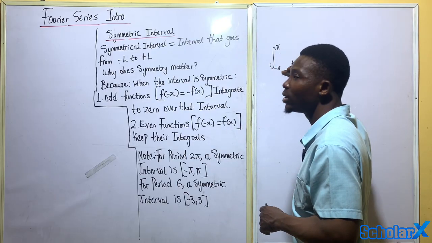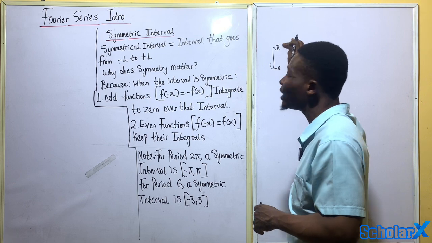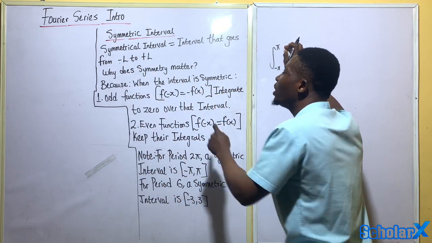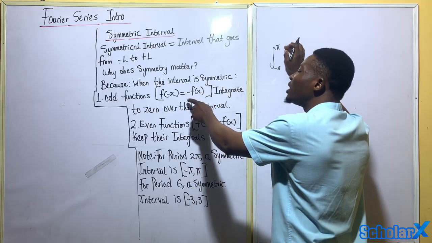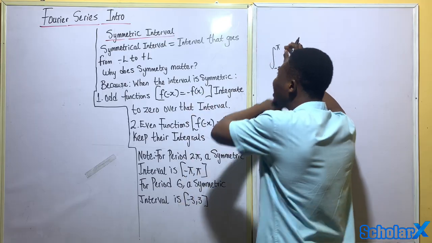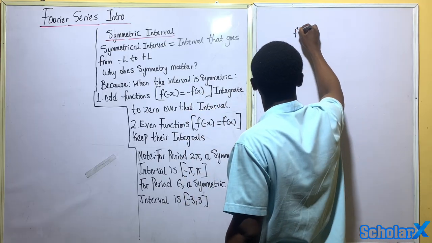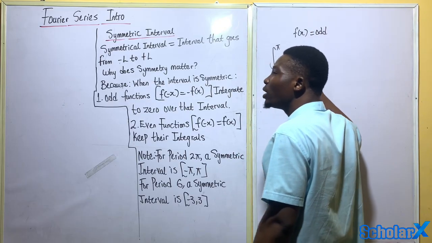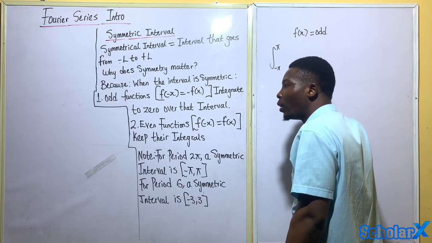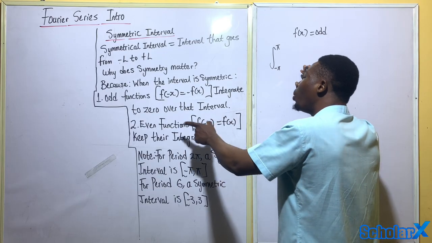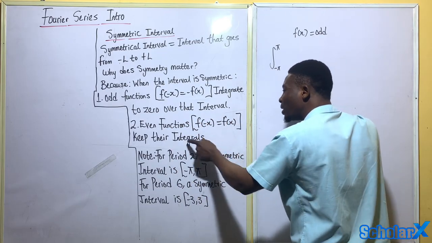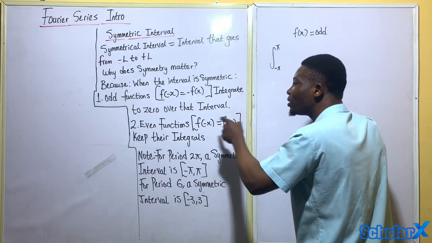This is symmetric because it is minus pi to pi, just like we said, minus L to plus L. So if the function is odd, that is, if f of x is odd, it will integrate to 0. But for even functions, when you have f of minus x equal to f of x, it keeps the integral. The integral will be kept.